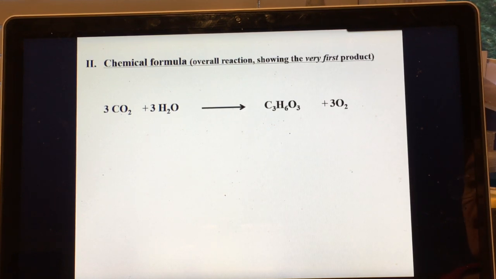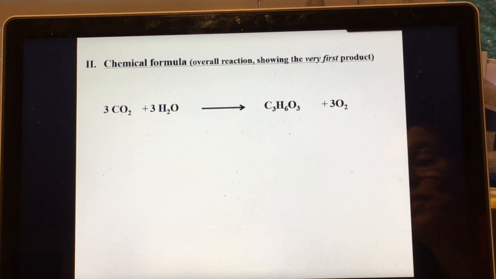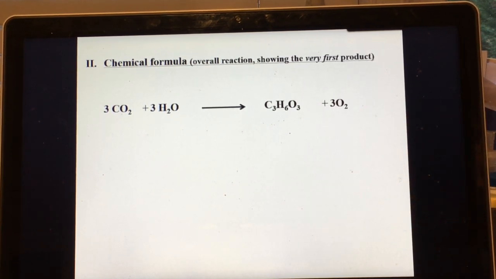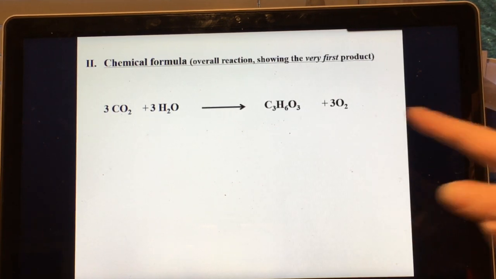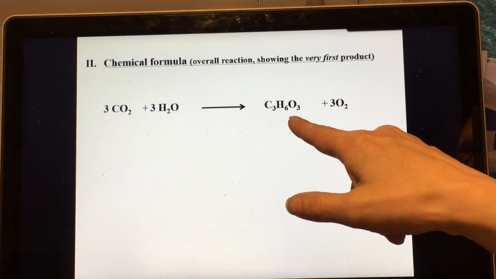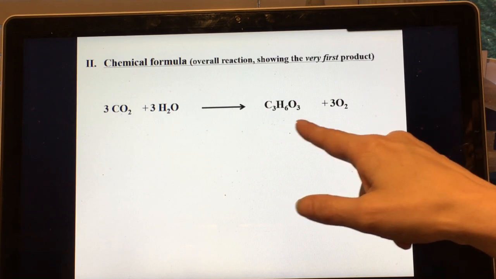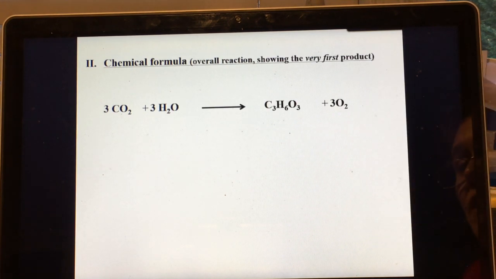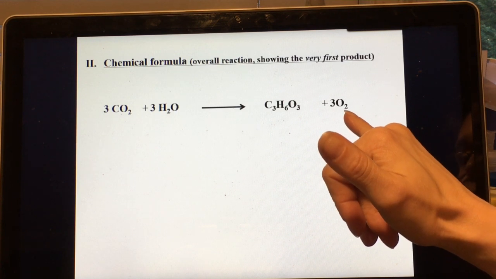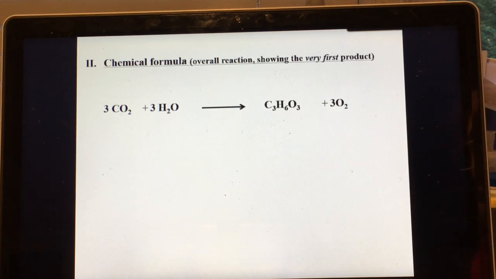So at the beginning of the process, we use up 3 carbon dioxide and 3 water, and those are our reactants. The reactants are on the left side of an equation. And we get a product, a 3-carbon carbohydrate, which is actually called PGAL, or phosphoglyceraldehyde. And as a waste product, we get 3 oxygen molecules.